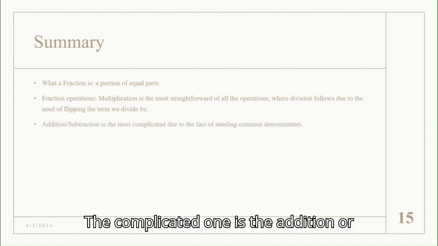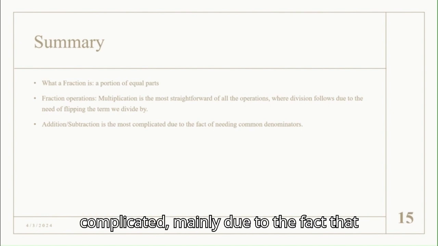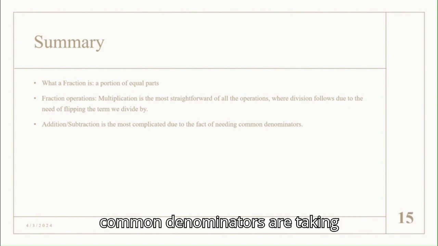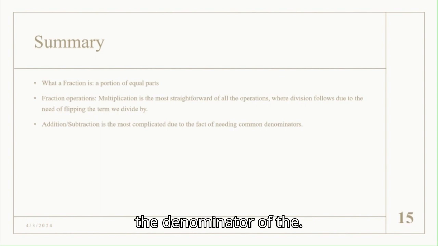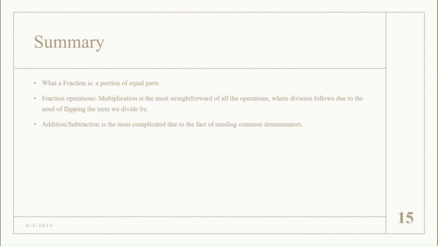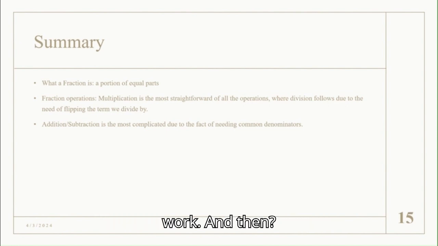The complicated one is the addition or subtraction. And this is the most complicated, mainly due to the fact that we need to find common denominators. And common denominators are taking the denominator of the other term and finding a common term. So the easiest way to do it is to take the two denominators from the two terms and multiply them together. It's not always the smallest number, but it is the guaranteed way of getting it to work.